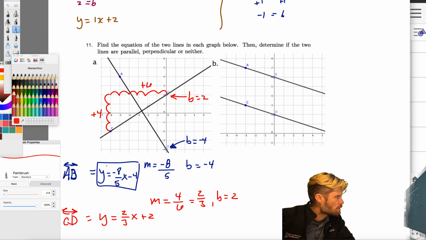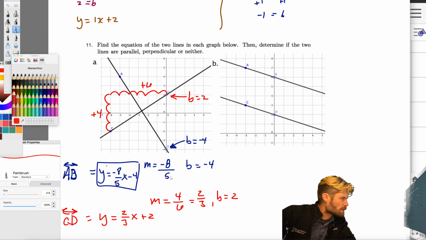So these two look like they're perpendicular, right? But 2/3 is not the negative reciprocal of -8/5. We're close though, but it's not. So this one's neither.